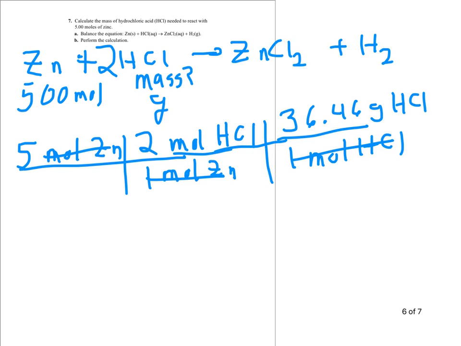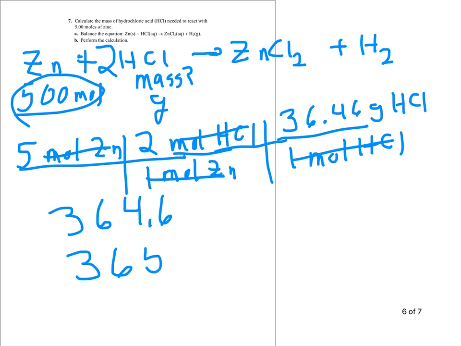Moles cancel the moles. We got 5 times 2 times 36.46. 5 times 2 is 10, so that's just going to move our decimal once. And we get 364.6. To use the proper number of sig figs, we should only keep 3 sig figs. So that'll be 365 grams of the HCl needed.